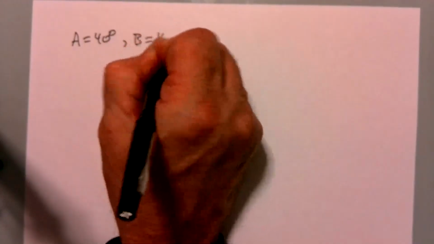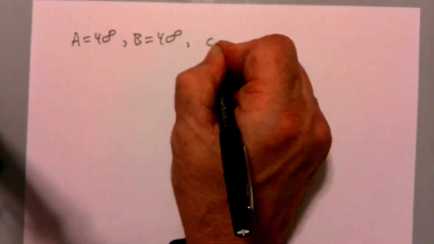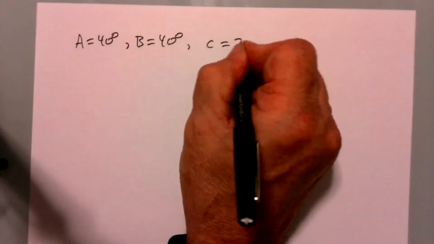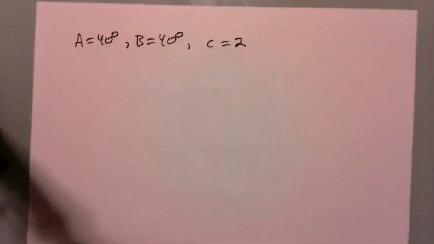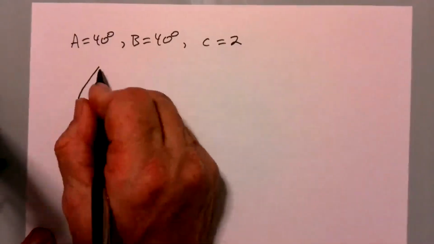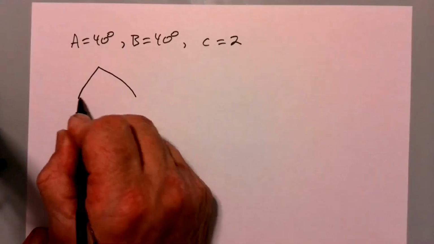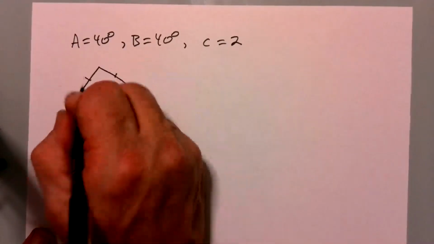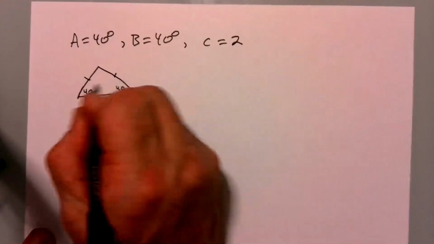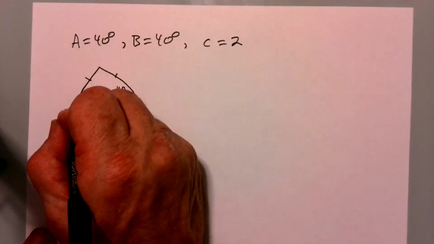So here is what we have for that, as my computer doesn't want to focus till I start writing. So I'm going to say A is 40 degrees, B is 40 degrees, and little c is 2. Well, I hope it's obvious. Let's draw ourselves a picture. That's an isosceles triangle, isn't it? Both with 40 degrees. Well, these are supposed to be the same size.